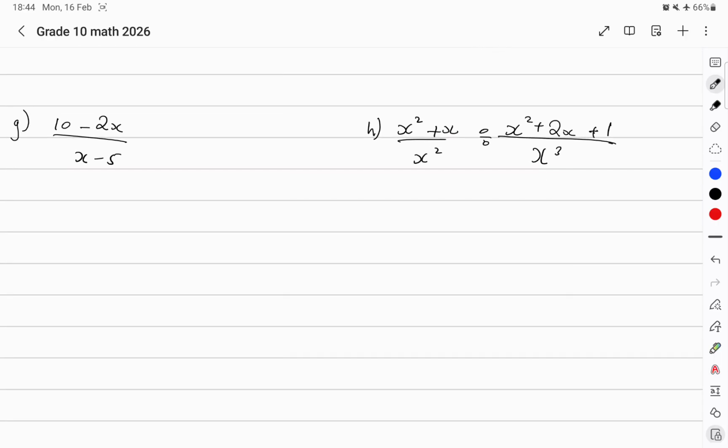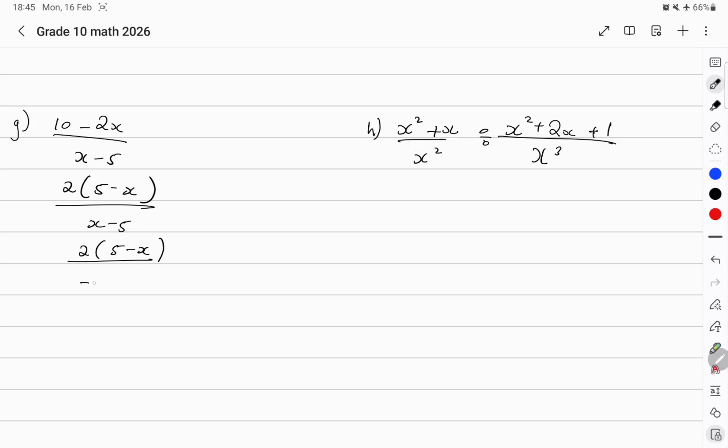Right, let us look at letter G. What is going to happen with letter G? Take out the common factor in my denominator. I'll take out 2. If I take out 2, I'm going to have 5 minus x. And below, I'm having x minus 5. You remember the sign change method? You remember that sign change method? Yes. Therefore, I'm going to have my answer as 2 times 5 minus x.